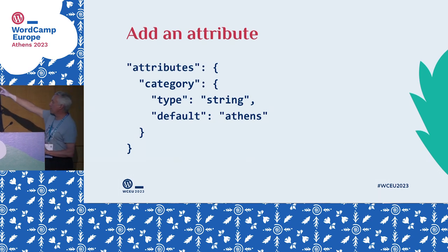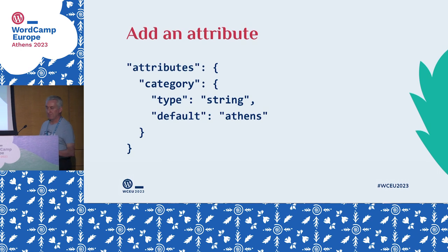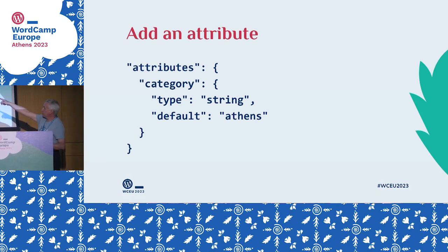But if you remove the default, you need to remove the trailing comma after type string, because JSON doesn't like trailing commas. So try that. Try changing the default category attribute to Vienna and see what you get in your front end. And as this gentleman suggested, try removing it completely, and you should get all your FAQs in the front end.